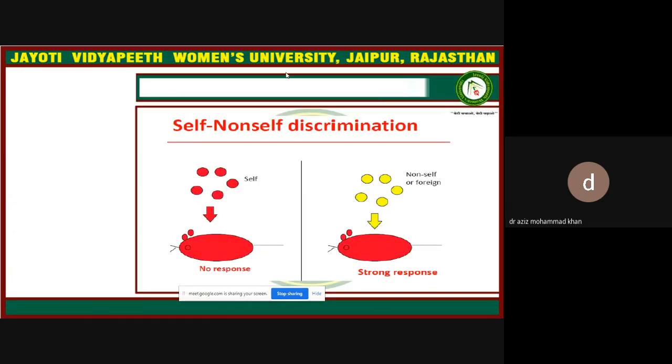So as you can see in the diagram, the immune system differentiates self from non-self. When a self molecule is present, there is no kind of immune response because it is self, and the immune system discriminates between self and non-self, so it will not react to self molecules. But in the case of non-self or foreign particles, the immune system will identify it and will have a strong immune response, and it will kill the foreign or non-self cells.